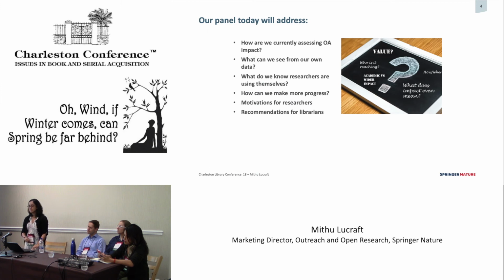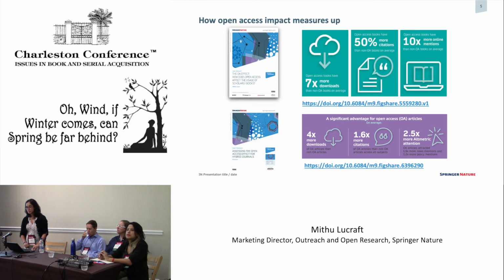So for our panel today, we're not going to solve all of those challenges, but we'll start to talk from our own experiences about how we are currently assessing open access impact and what data we can see from our own platforms and systems. We're going to talk about what we know researchers are actively doing, and then we'll move the conversation around how can we make more progress, what motivates researchers to find out about impact, and what recommendations might we have for librarians.